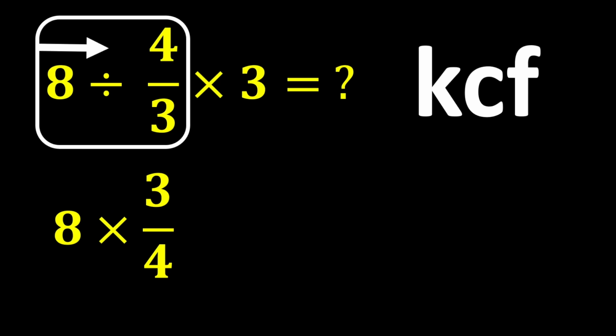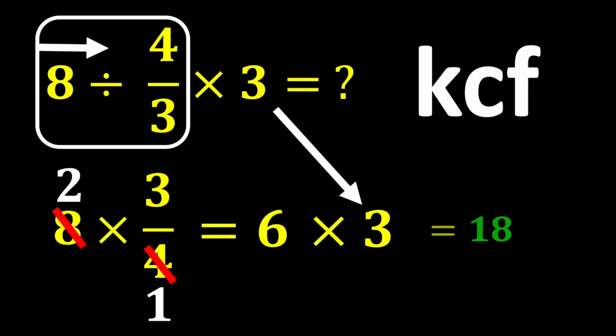3, which becomes 3 over 4. 4 divided by 4 equals 1, then 8 divided by 4 equals 2. Next, 2 multiplied by 3 equals 6. Finally, 6 multiplied by 3 equals 18, which is our correct final answer.